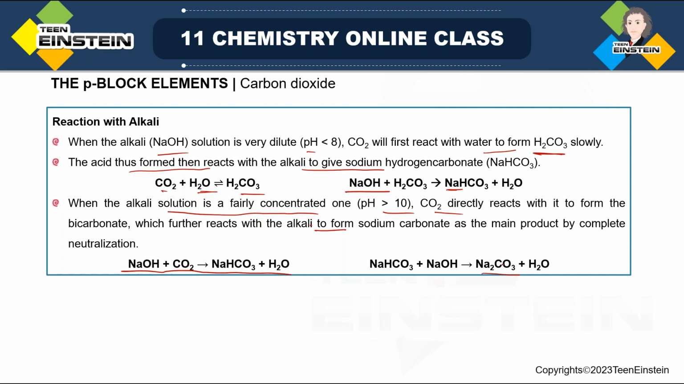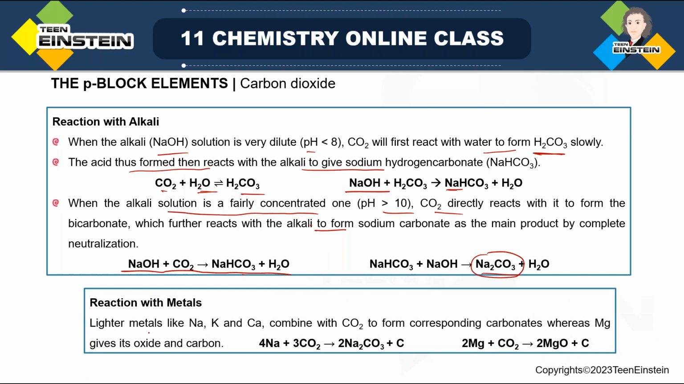So as a summary, if you have taken dilute NaOH solution where the pH is lesser than 8, your final product is NaHCO3, so only one H is replaced. But if it is concentrated NaOH, that is pH greater than 10, highly alkaline, the final product is Na2CO3. Though there is first formation of NaHCO3, finally we are getting sodium carbonate. So depending on whether you have taken dilute or concentrated NaOH, the products will be different.